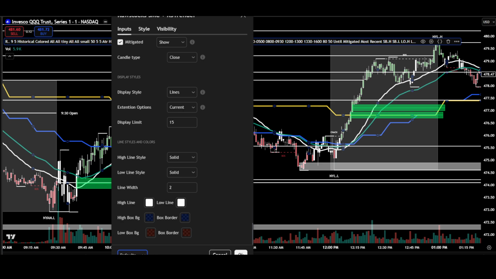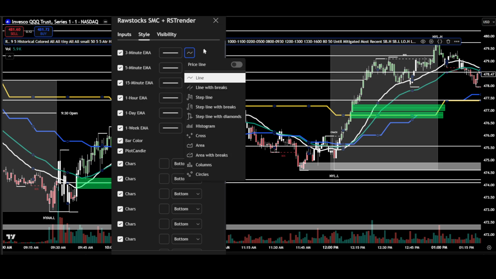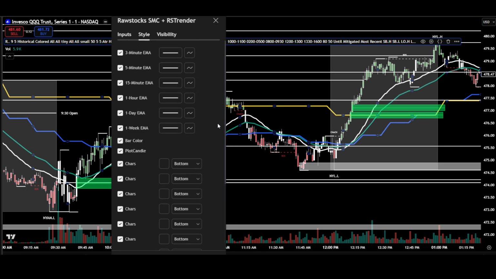So now I'm going to go into the indicator itself, and I'm going to show you how to use those different things. Also on the style, there are some other things. These are again preferences. I have my EMAs all set at 3 thickness and just line, but you can change any of those. Those are preferences. And then there's some other things you can change as well. I don't mess with them too much.